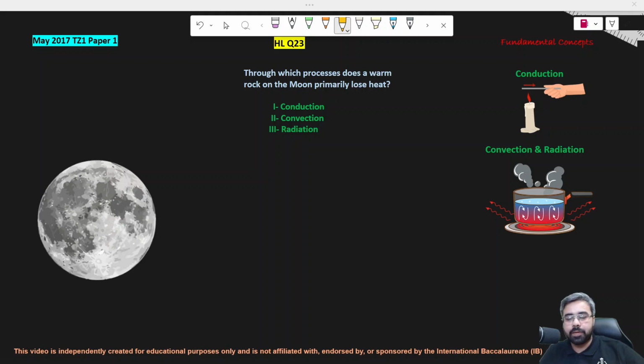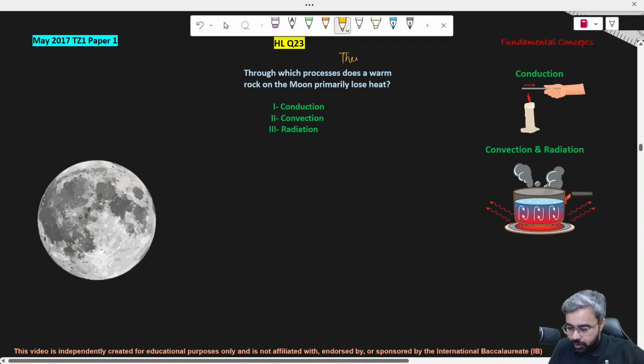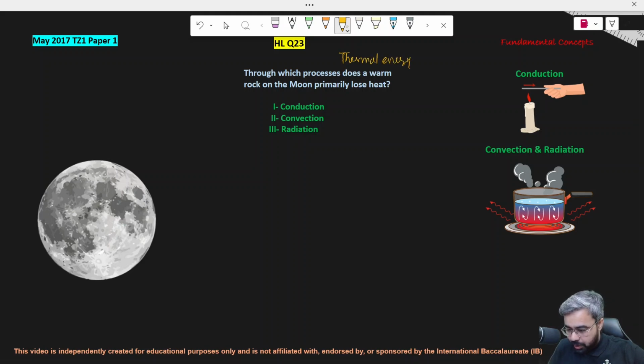Hello, this IB Physics past paper MCQ is about thermal energy transfer. You know that there are three modes of transfer of heat, which I have shown you on the site. The first is conduction, in which thermal energy is transferred by physical contact between two objects. The second is convection, in which heat is transferred by a moving fluid.